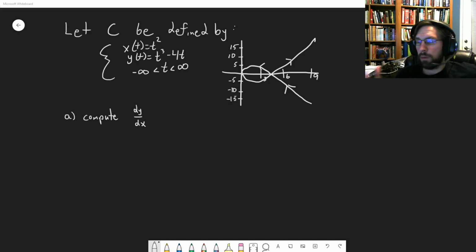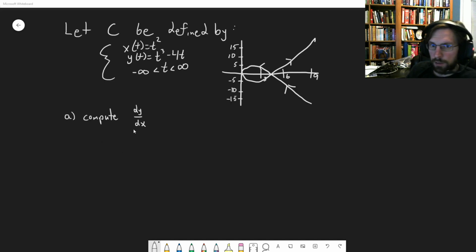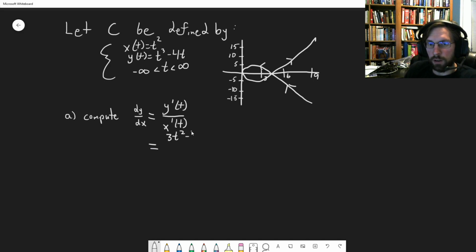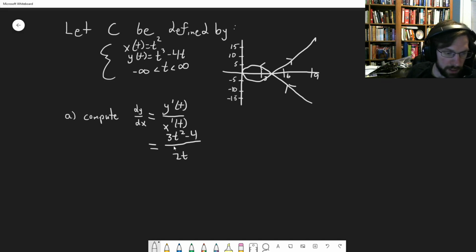So in part A, we're going to compute dy dx. So remember, dy dx is just, you can sometimes write it, y prime of t over x prime of t. Okay, so that is 3t squared minus 4 divided by 2t. Okay, so now we have our derivative. So there's our dy dx.